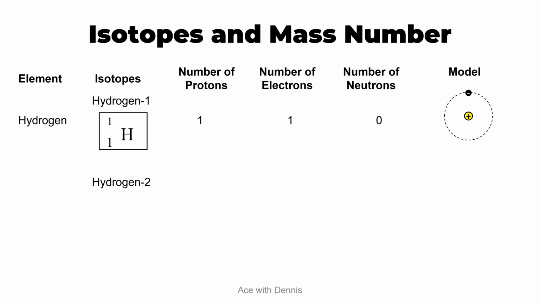The second isotope is hydrogen 2. From here, we can see that the mass number is 2 and the atomic number is 1. Hence, the number of protons is 1, number of electrons is 1, and the number of neutrons is 1. So to draw it in a model, it has 1 proton, 1 neutron, and 1 electron orbiting the nucleus.